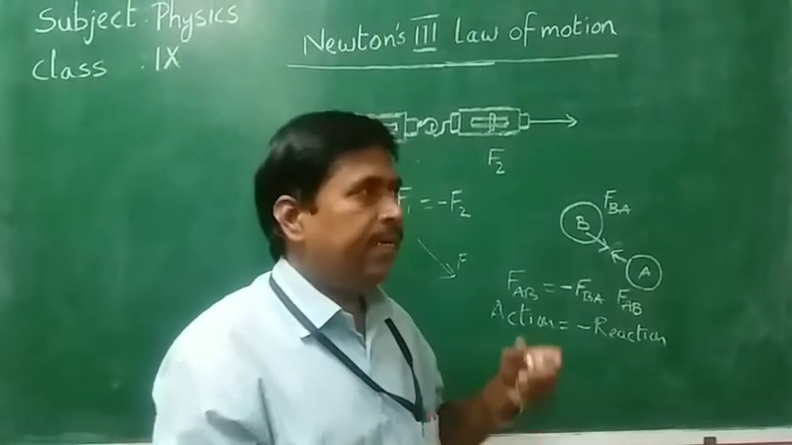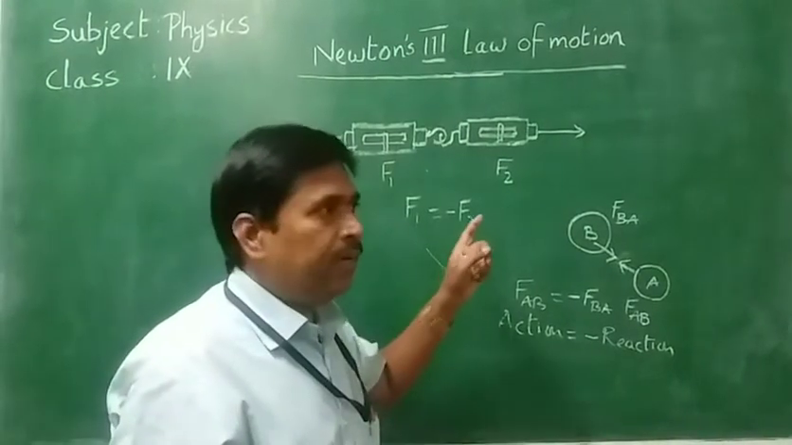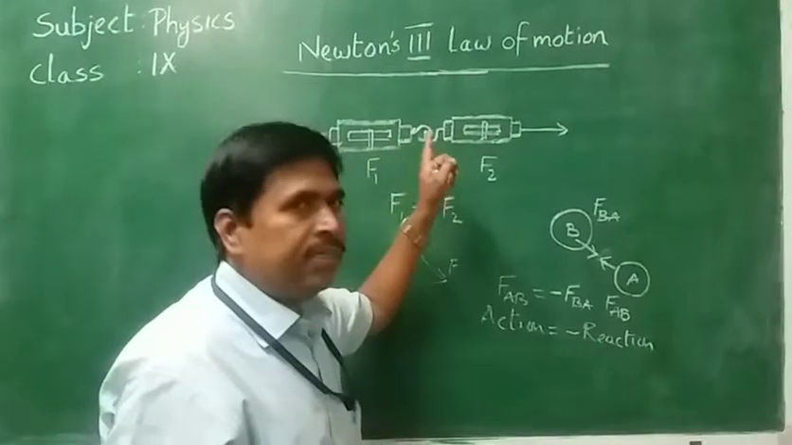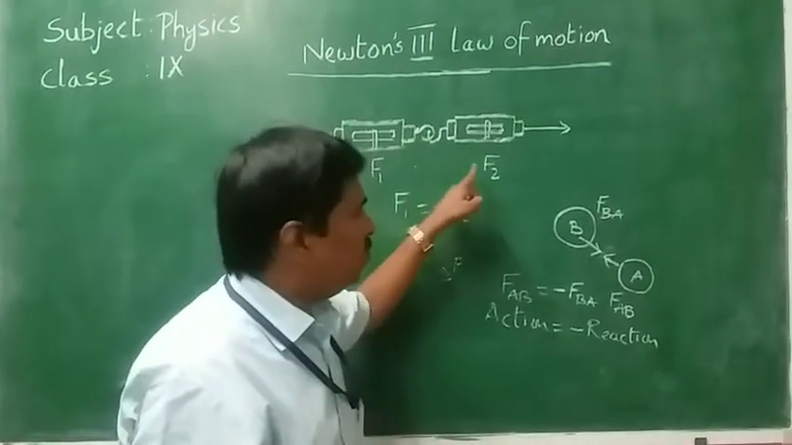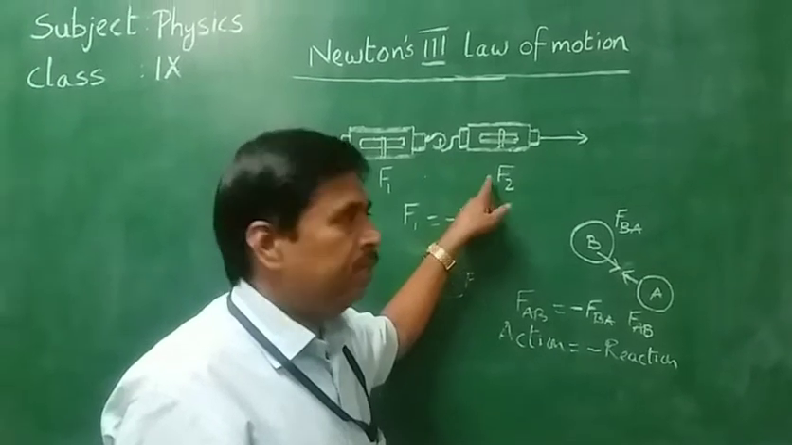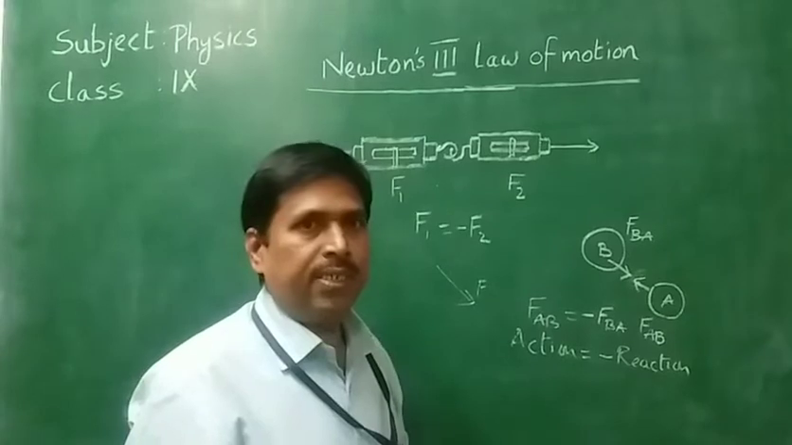What we are understanding here is that in Newton's first law and second law, the force is acting on a single object here, on a single body. But in Newton's third law, these forces, action and reaction forces, are acting on two different objects here. So these are some of the examples for Newton's third law of motion here.